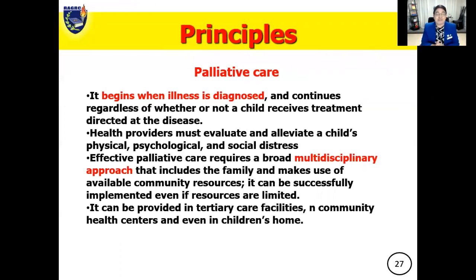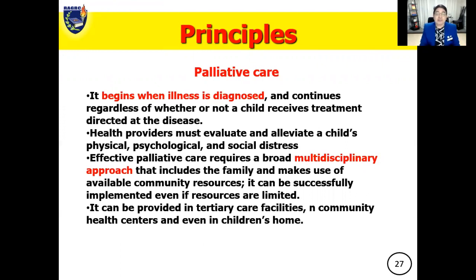The principles of palliative care in children: it actually begins when illness is diagnosed and continues regardless of whether or not a child receives treatment directed at the disease. So whether a child is given other forms of treatment like chemotherapy or radiation therapy, palliative care continues when illness is diagnosed. So health providers must evaluate and alleviate a child's physical, psychological, and social distress.